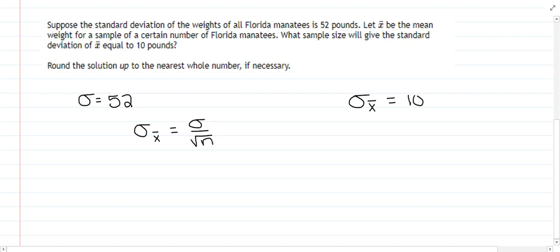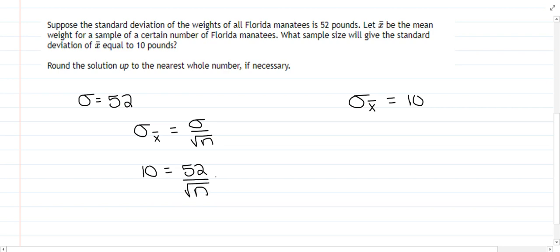So we actually know two of these things. So we know the standard deviation that we want of X bar, which is 10. So we're going to plug that in for the standard deviation of X bar. We know the standard deviation of the population is 52. We don't know n, but we can use algebra here to solve it.